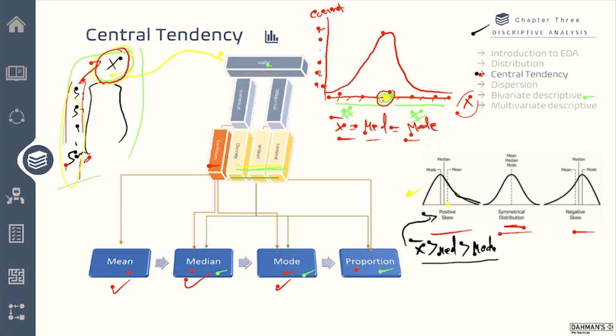Now, the alternative case is this case. That means when x bar is less than your median and the median is less than the mode, we call this a negative skew. That was the study of the central tendency.